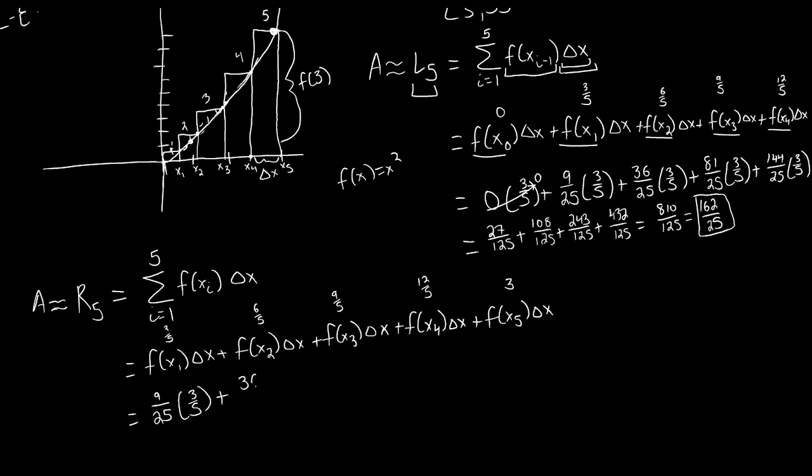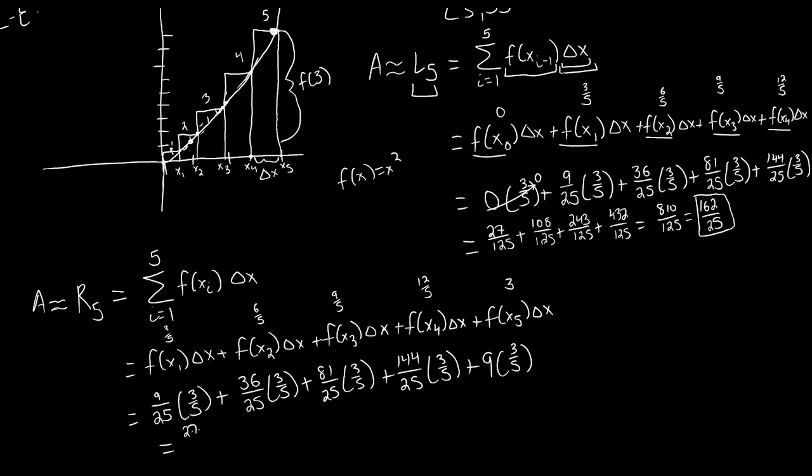Then here we're going to get 36 over 25 times 3/5, plus 81 over 25 times 3/5, plus 144 over 25 times 3/5, and then plus 9 times 3/5. Okay, so let's multiply these together and then add them up. So here we get, again, 27 over 125.